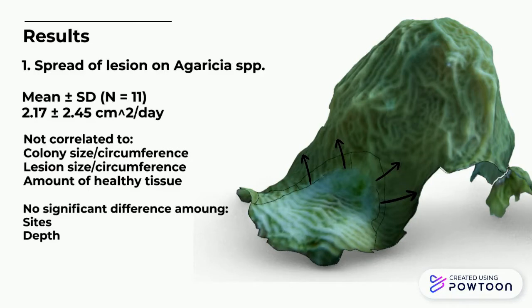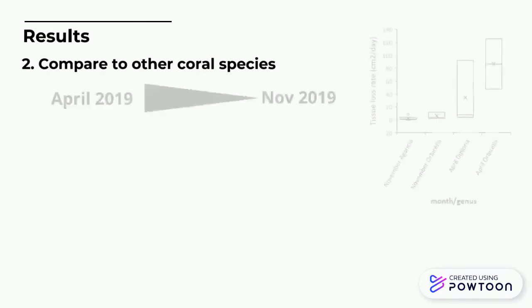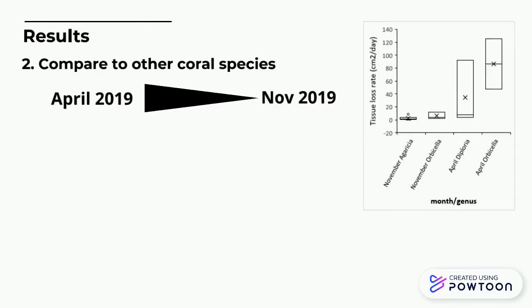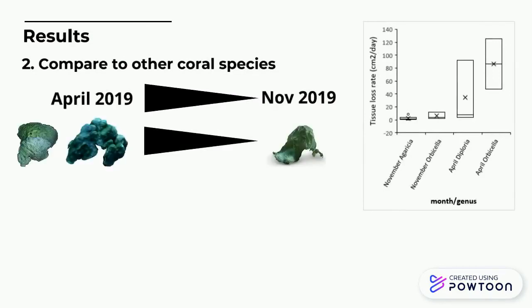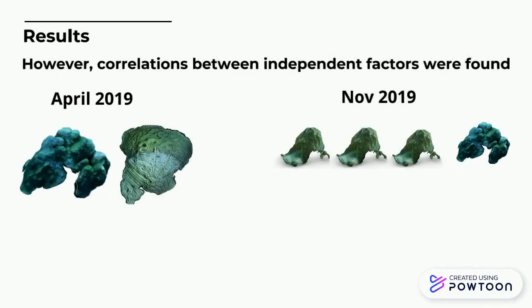Lesions on 3 Diploria labyrinthiformis and on 5 Orbicella colonies were also tracked over time. Tissue loss rate was significantly higher in April than in November, and on Diploria labyrinthiformis and Orbicella colonies compared to Agaricia colonies. Furthermore, large colonies had significantly higher tissue loss rate than smaller colonies. Unfortunately, these independent factors correlated with each other.